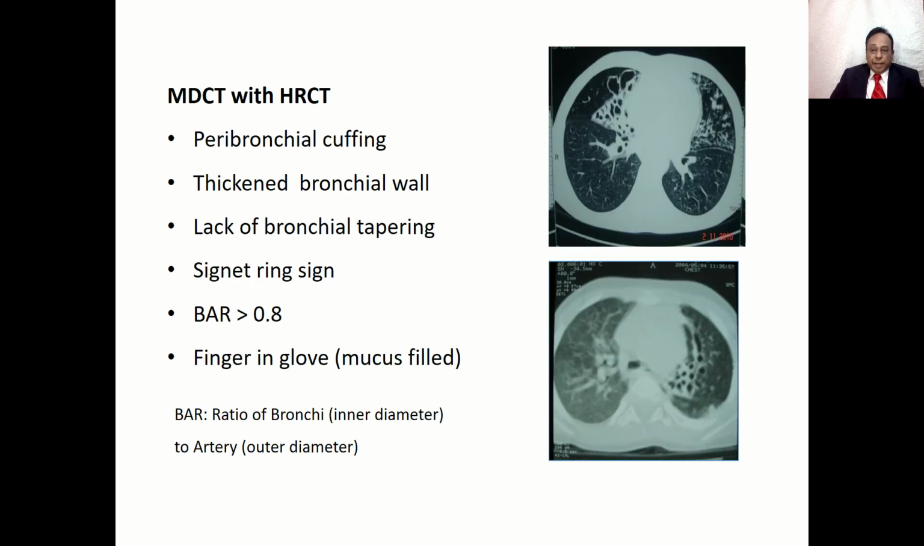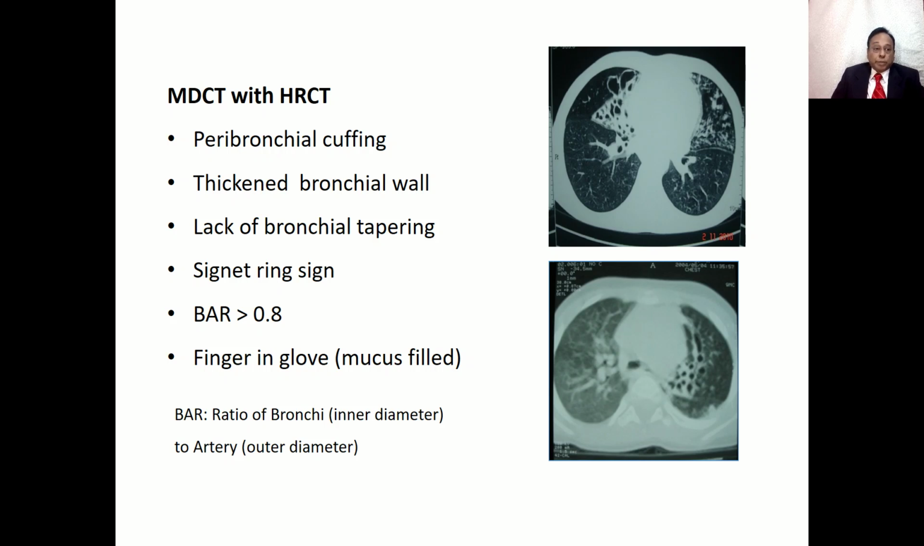With MDCT, if you make a diagnosis, look at the pictures that I have given there. Nicely, you can see the thickened bronchial wall, peribronchial cuffing, thickened bronchial walls, and signet ring sign. You can see that. I am going to show that. Sometimes the broncho-arterial ratio, what they say, I think I will show in the next slide.